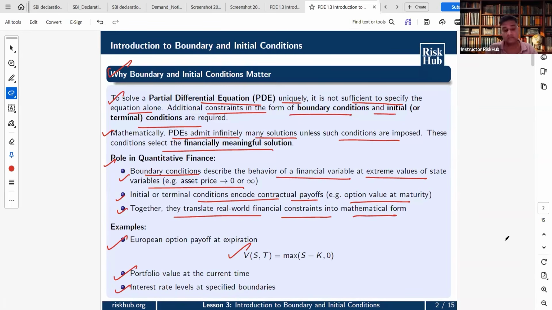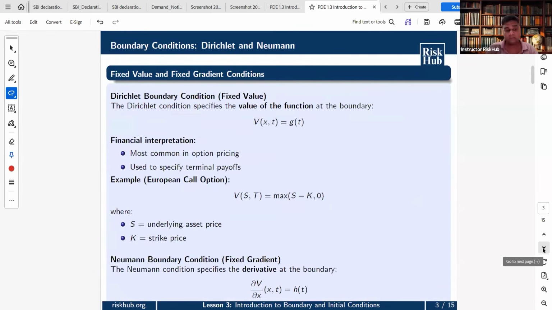Terminal condition tells the PDE, for example, that at maturity the option value equals its contractual payoff. Very important, because actual pricing is essentially the same thing: start from the known payoff at maturity and work backward to find today's price. Then in slide number 3, we have again the same two equations which you studied in lesson number 1 of chapter 1.